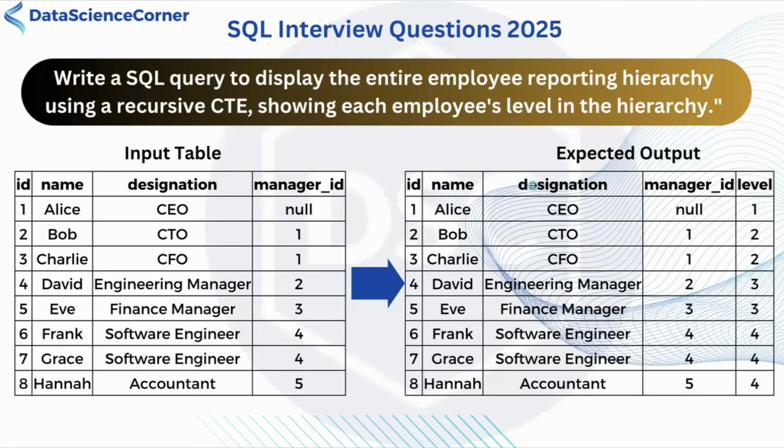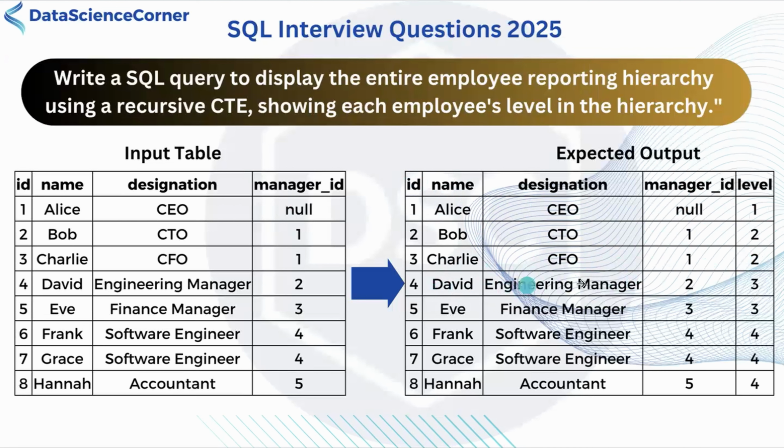In the expected output, we have ID, name, designation, manager ID, and level. As I explained, Alice is at the highest level 1 as she has no manager ID. Then Bob is the CTO with manager ID 1. So manager ID 1 means Alice, who has ID 1. So Bob is at level 2. Then Charlie, CFO, also has manager ID 1. So the ID 1 is Alice, and the level of Charlie is 2.